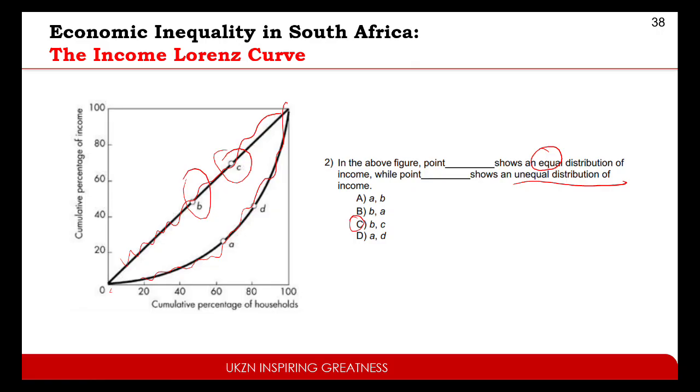So I said why I said that. It's this. B. Because B says B is equal. That's correct. And then A is unequal. That's correct. A is unequal.